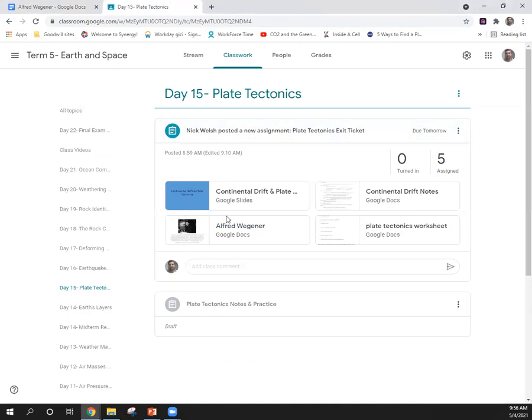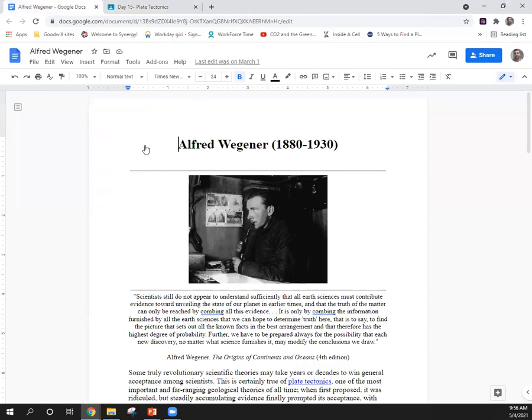Okay, so if you go to day 15, we have the assignments that I gave you guys yesterday on paper here as backup. We have notes, fill in the blank notes. This is the article we're going to start with today, the Alfred Wegener article, and then the practice as well. So do me a favor, go ahead and open up the Alfred Wegener article.